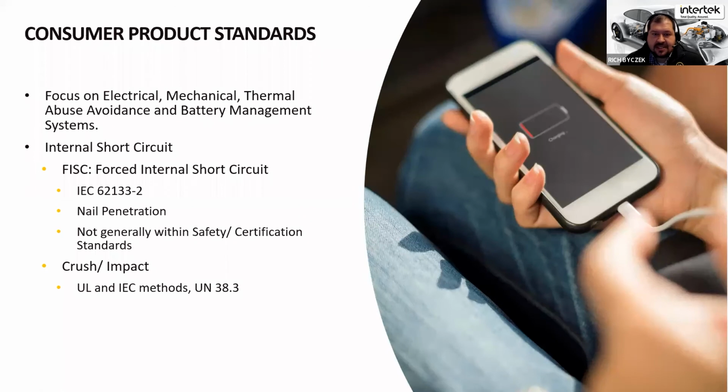Consumer product standards, we have heavy focus on internal short circuits, some of those manufacturing defects that over time you're going to cause the internal anode cathode of the cell to short out, create heat, create unintended current paths. So the forced internal short circuit is a method of trying to emulate some of the more common manufacturing defects that we've seen in the past, of basically a shard of metal that makes its way into the cell.